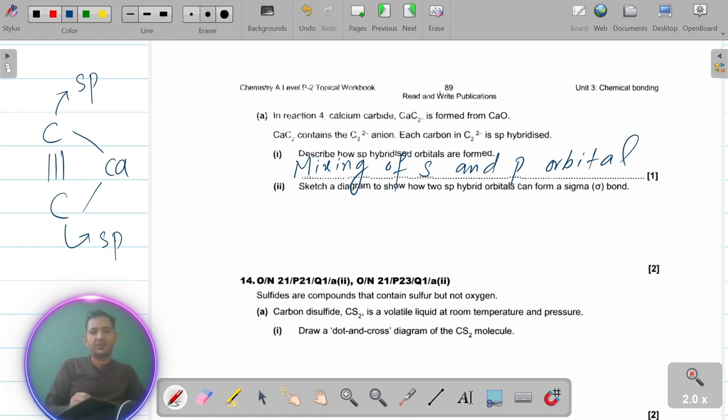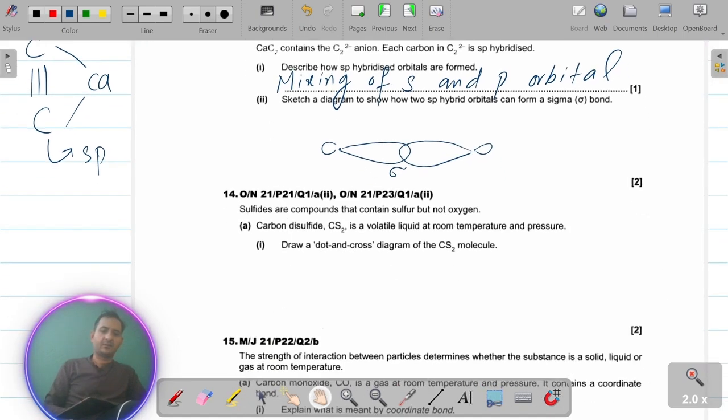Sketch a diagram to show how sp hybridized orbitals can form a sigma bond. So if I have this, the sigma bond will form like this and like this. It is a sigma bond, a direct approach, head on head approach. So it is one sp and another sp.